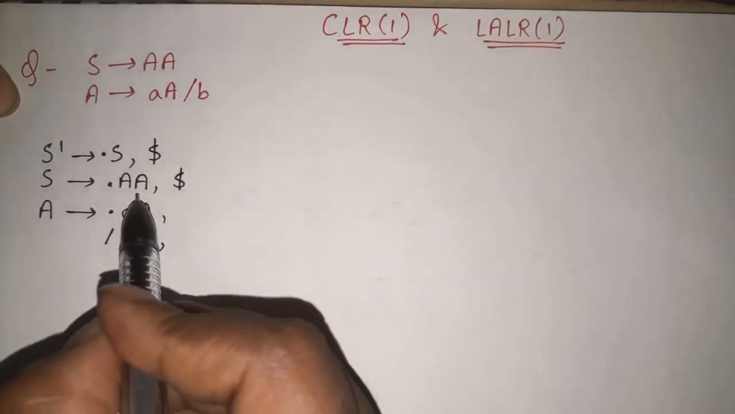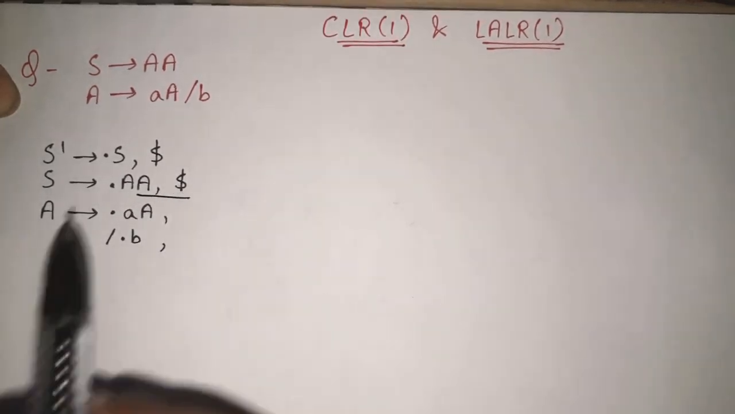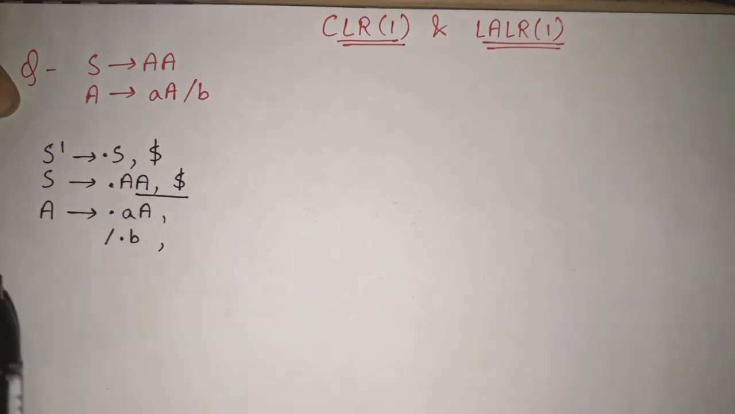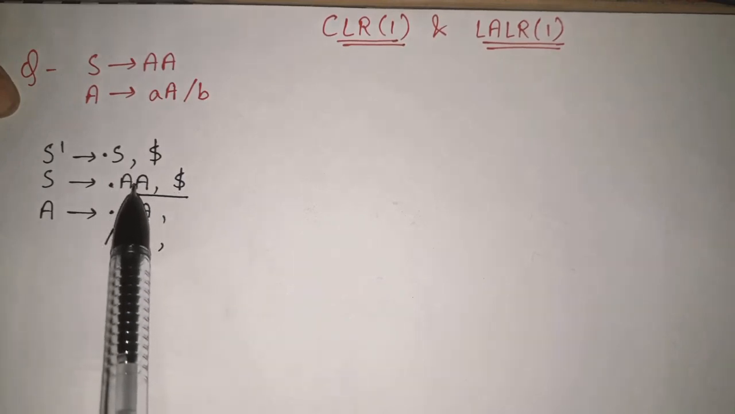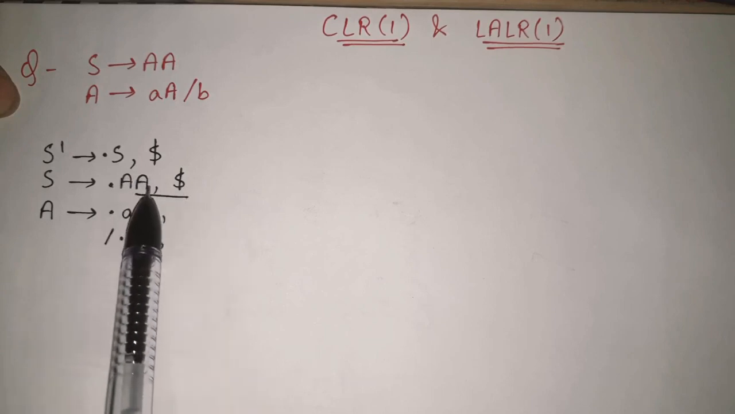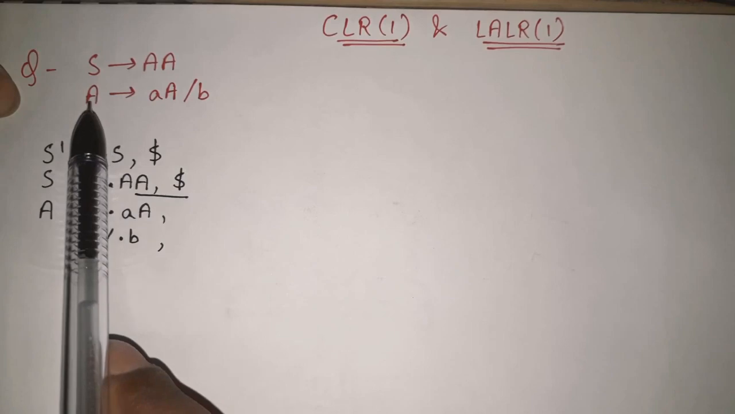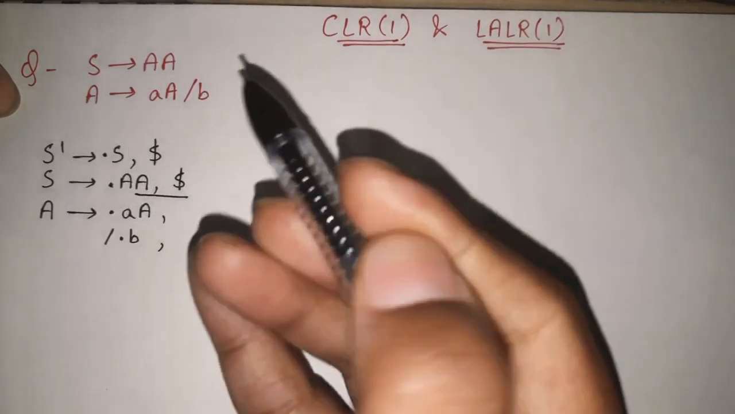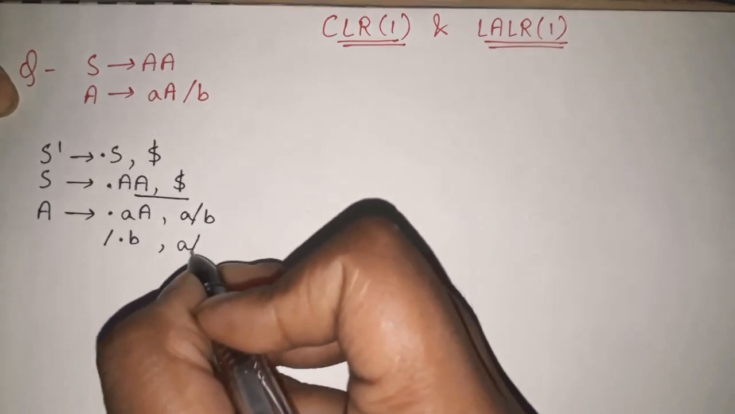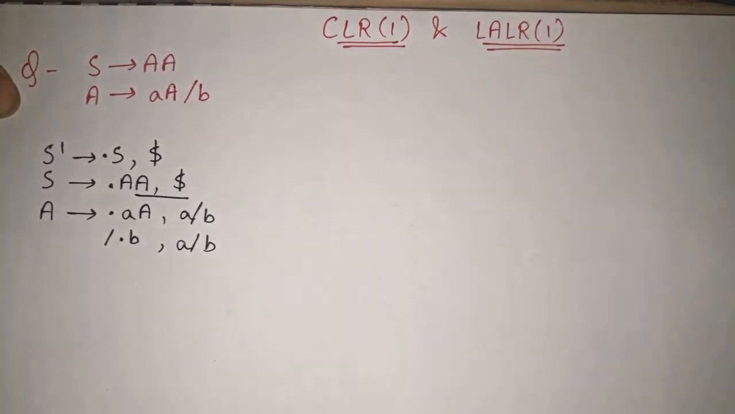So after this A, this whole portion is there. After this A, whatever is there, I have to write the first of it. So the first of $ will be equal to first of A. Now first of A, as per this production, is a and b. So the lookahead will be a and b in both the cases. I hope you are getting it, right?